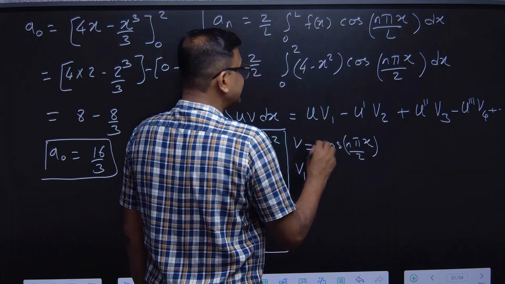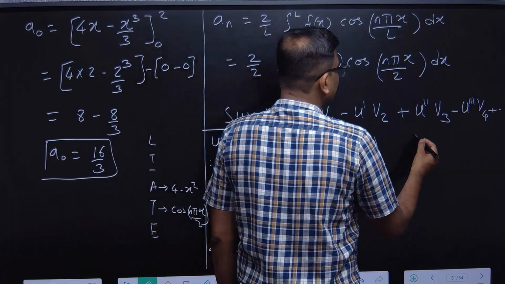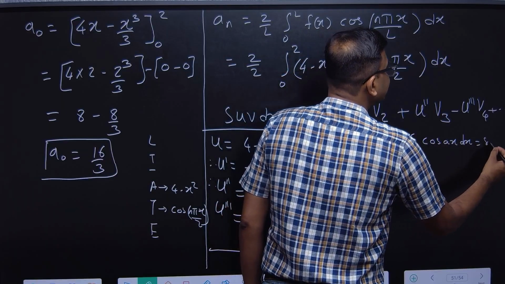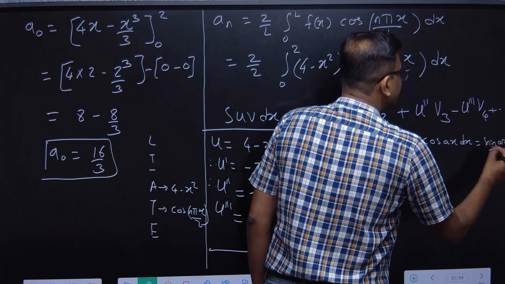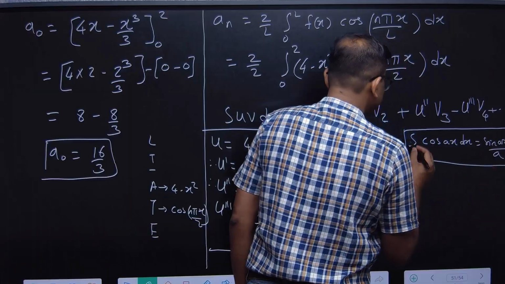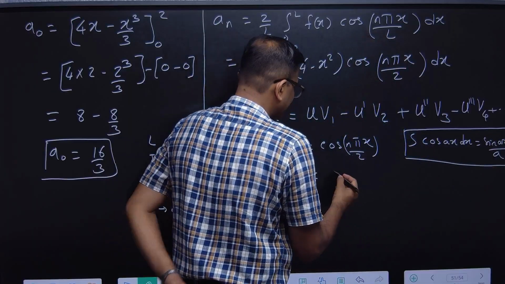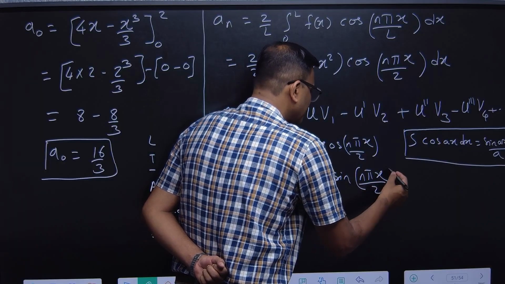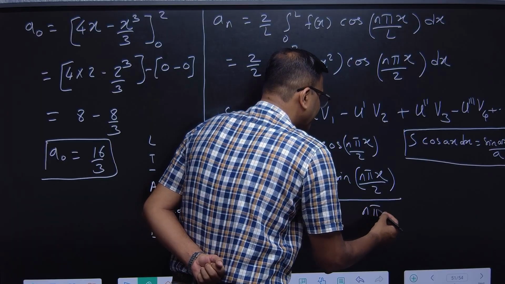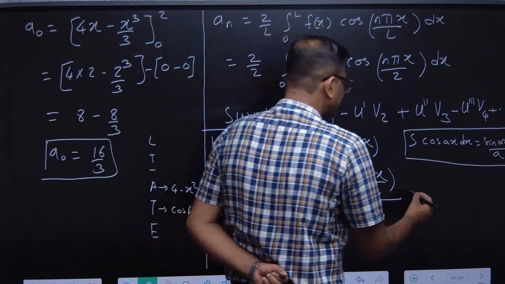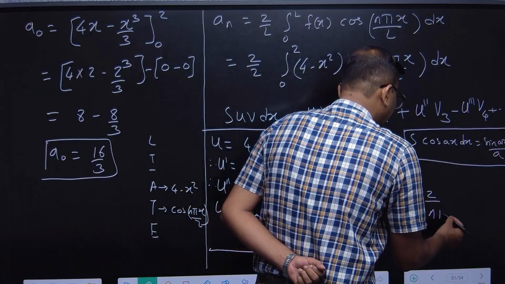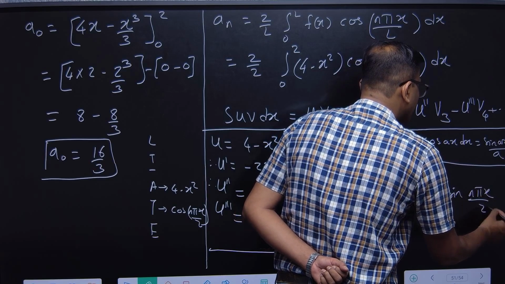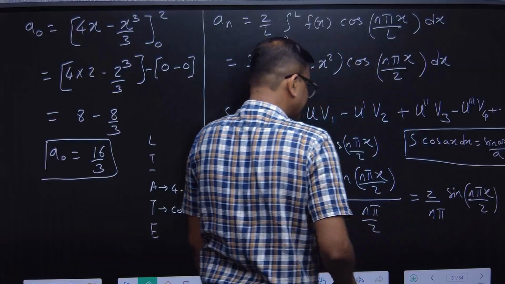V1 is the integration of V. Remember, in general, we know integration of cos ax dx is sin ax upon a. So integration of cos n pi x by 2 will be sin n pi x upon 2 divided by n pi by 2. So it comes out to be 2 upon n pi into sine of n pi x upon 2. That is our V1.